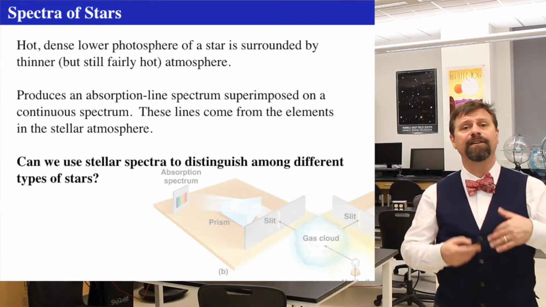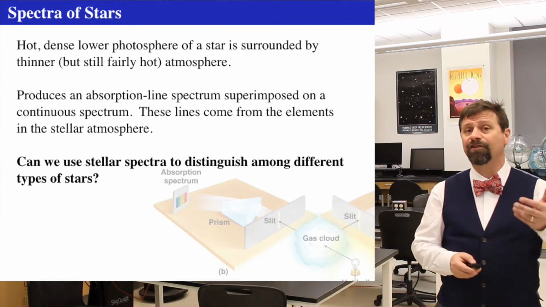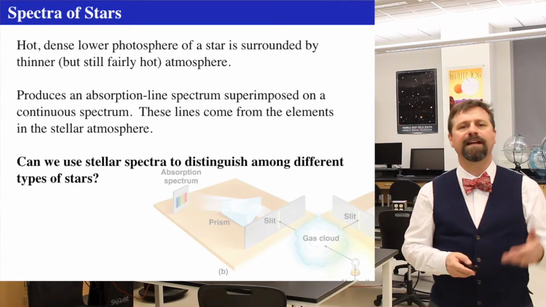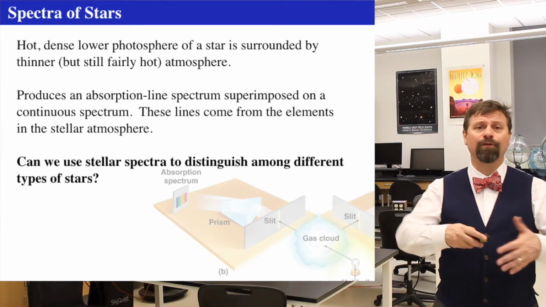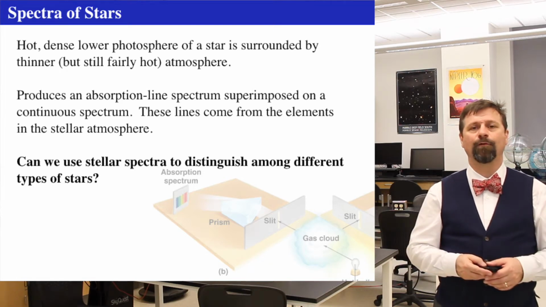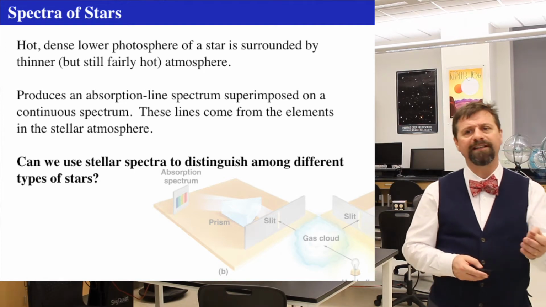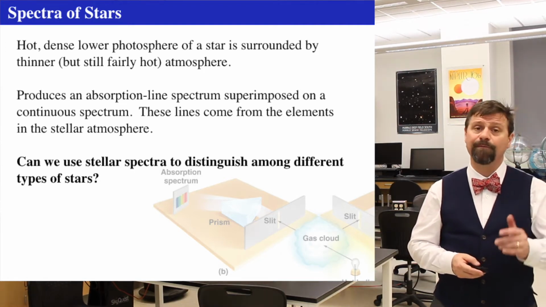So likewise, there is an atmosphere to every star. And that atmosphere is by definition cooler than the interior of the star. So it's absorbing the light and re-radiating it at other locations. Well, that produces an absorption line spectrum according to Kirchhoff's laws of spectroscopy. So we can use, or at least we think we can use, the spectra to distinguish different kinds of stars.